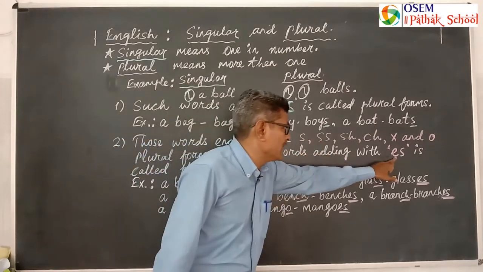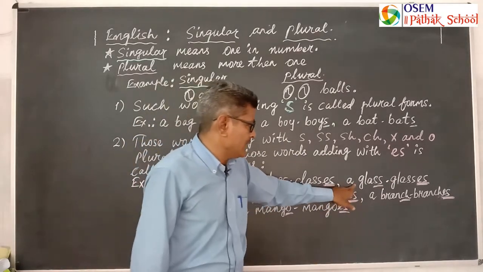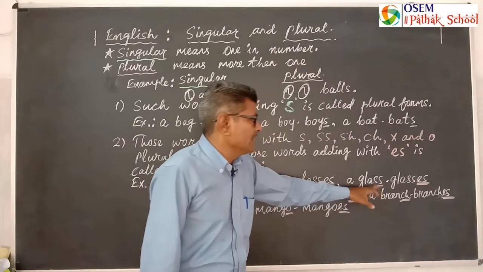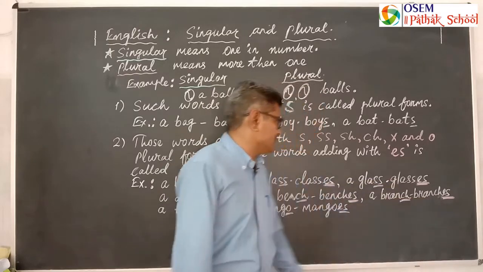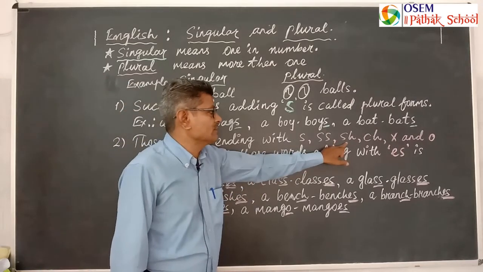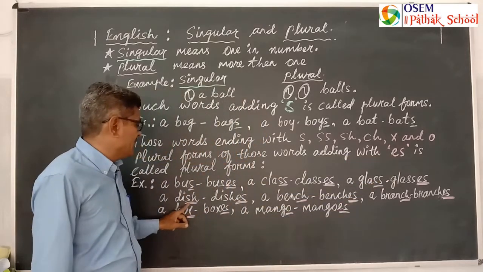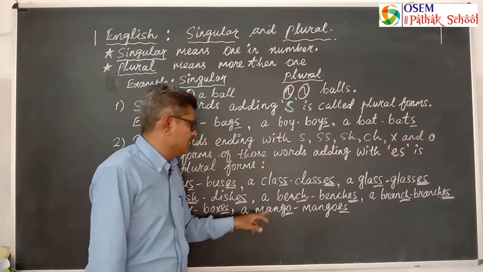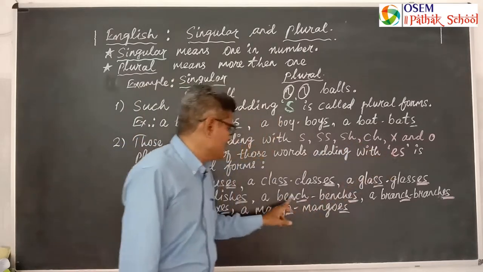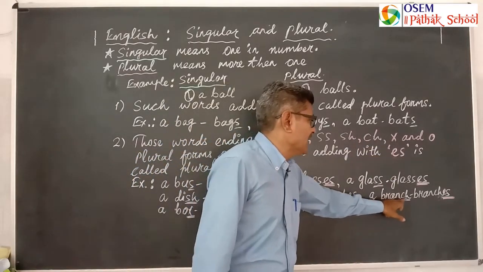A class, double S here, so we have to add E-S. C-L-A-S-S-E-S. More examples: a glass, G-L-A-S-S, G-L-A-S-S-E-S. A dish, D-I-S-H, see here S-H, so here also we have to add E-S. D-I-S-H-E-S. A bench, B-E-N-C-H, here C-H, we have to add E-S: B-E-N-C-H-E-S. And branch, B-R-A-N-C-H, B-R-A-N-C-H-E-S.